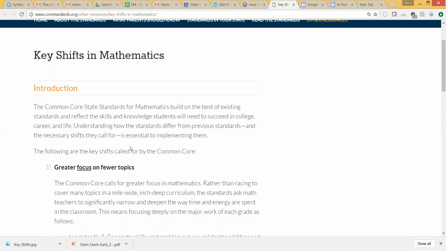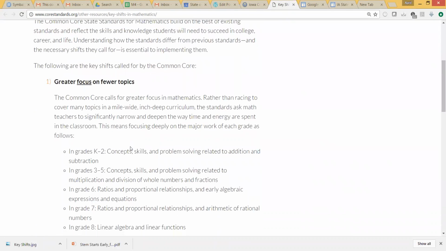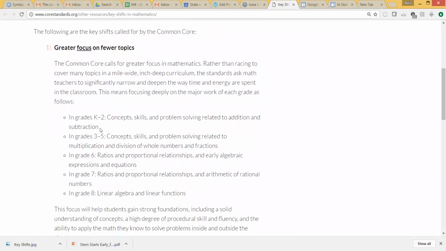So previously we talked about how the math curriculum used to be a mile wide and an inch deep. And now we're talking about what does that look like if we focused on a few things and made sure the students knew those before they got to their next grade band. So in kindergarten through second grade, we're going to focus on addition and subtraction and the concepts and skills and problem solving that are related to those.